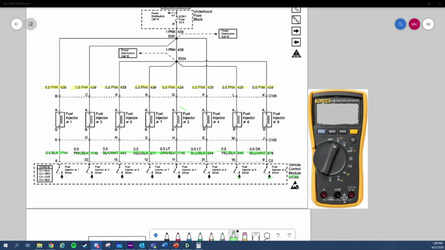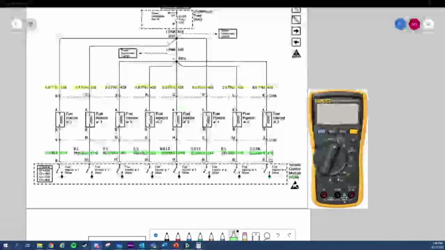The problem with that is it's a '99. So OBD2 was still pretty fairly new. OBD2 came out in '96. So if there's a problem, we would have to look it up on the actual OBD2 scanner and see what type of system information it would give us.